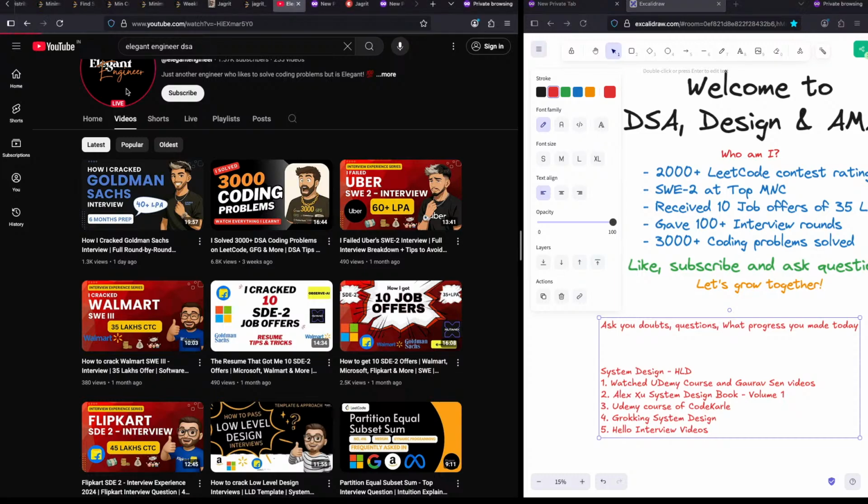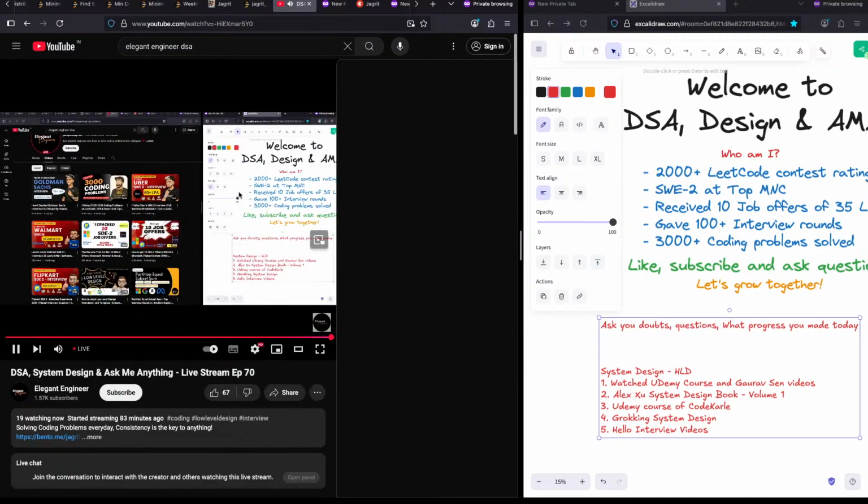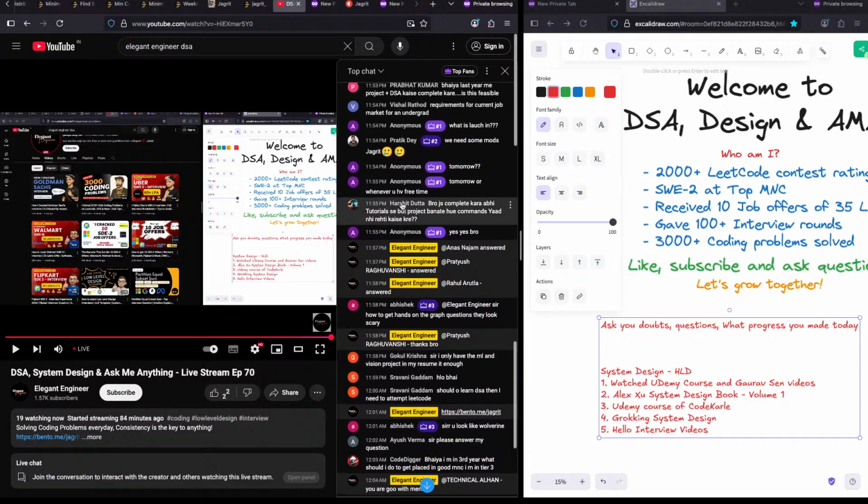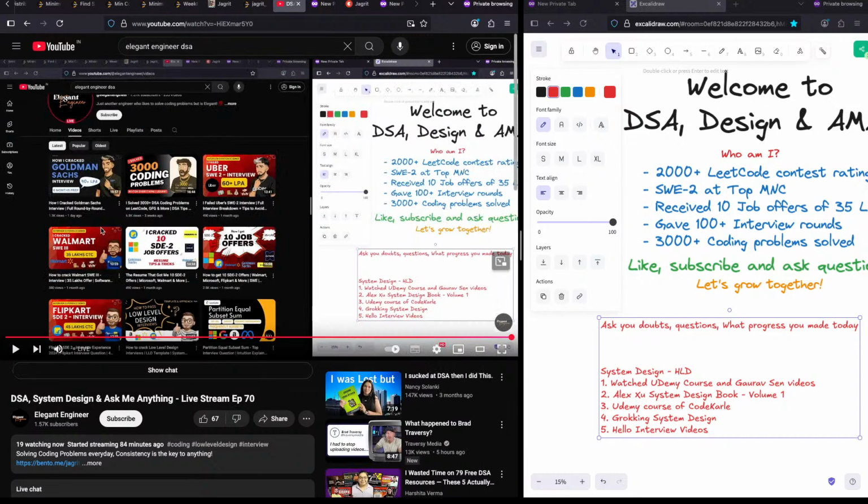So just to show you what I'm talking about, this is the chat. You can see the timestamp. If Harshit Datta asked the question first, I should answer his question first rather than answering Abhishek's. So that's what I'm following. Simple, linear thing. But still, if I'm missing someone, please feel free to comment again.